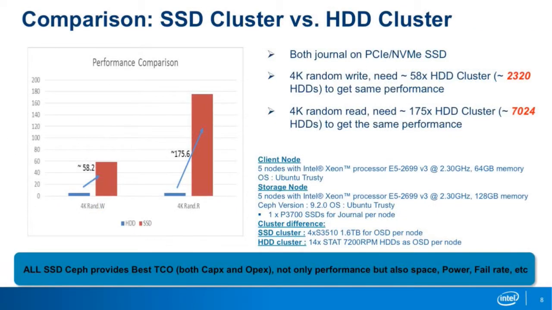And then this is a comparison of the first and second configurations. Basically, we use an NVMe SSD as journal. For the OSD drive, one uses HDD and the other uses SATA SSDs. Compared to that, you can immediately see the TCO, CapEx and OpEx savings. You need almost 2,000 HDDs to get equivalent performance to 20 SATA SSDs on the other cluster.